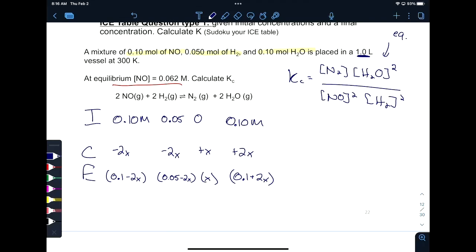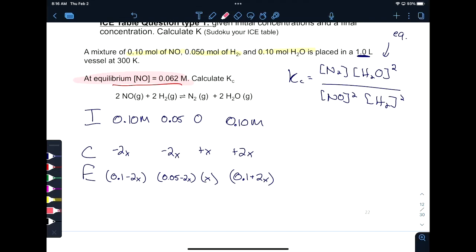Okay. See where we're going? This is the same question as the previous one. So we use the last bit of information here where I tell you the concentration at equilibrium for NO gas is 0.062 molarity.